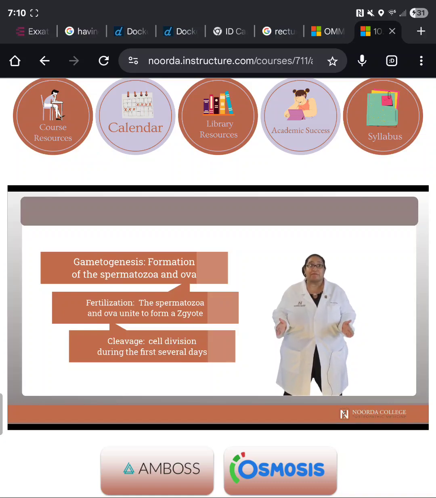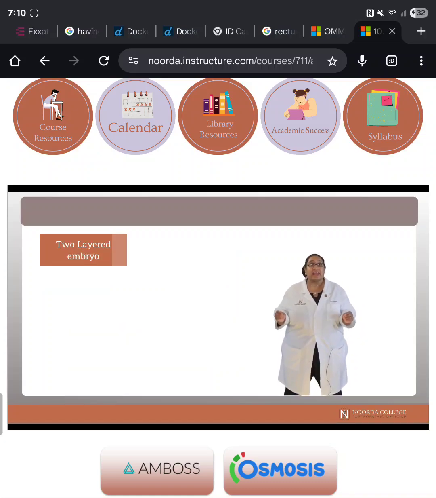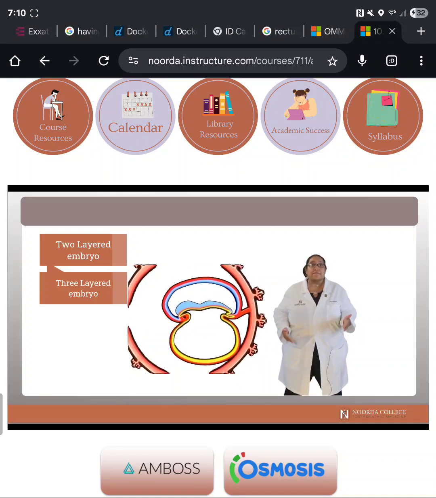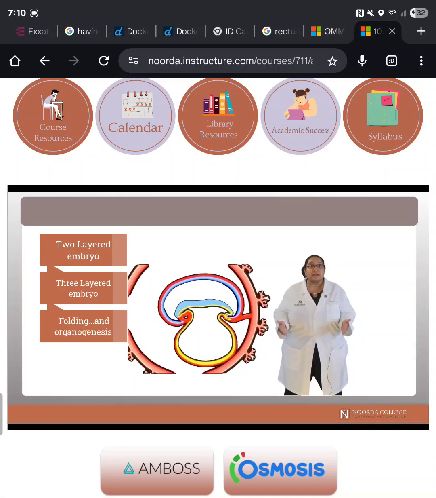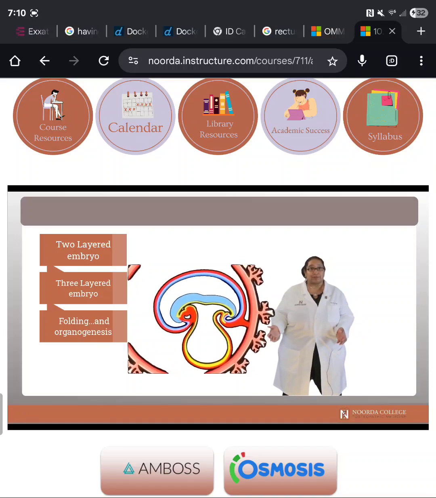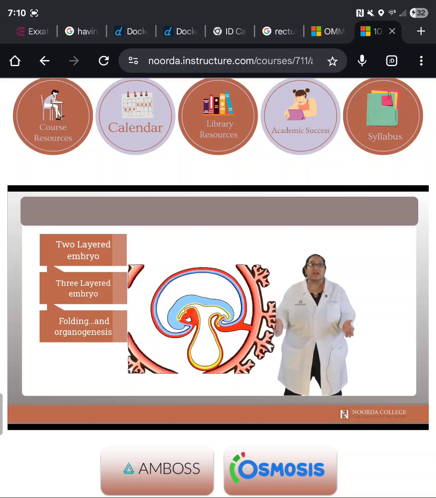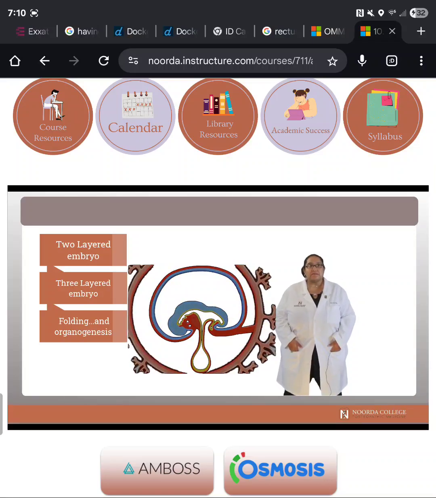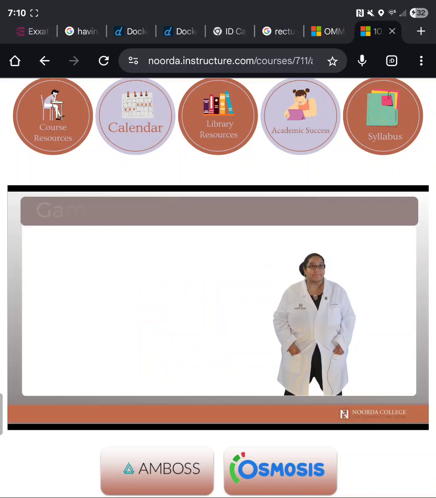Now that embryo forms into a 2-layer embryo, and then a 3-layer embryo, and then the body folding happens to develop into the adult body structures. Development of the different organs after that will be covered separately with each organ system, so you can make the connections between the embryology and the gross anatomy of that organ.